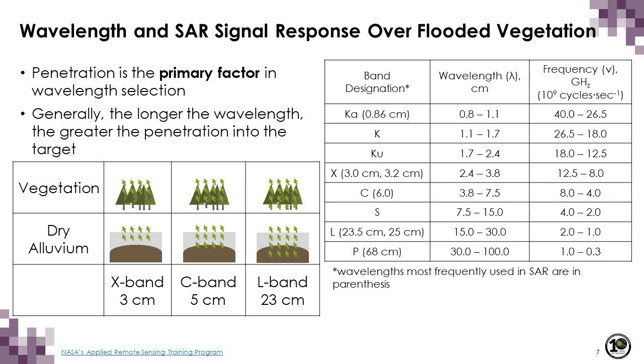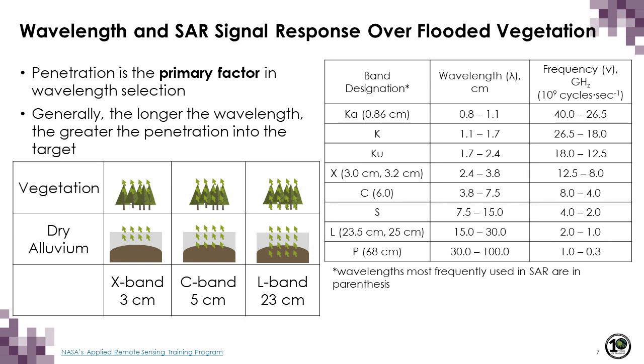The satellite parameters that influence the SAR signal response are wavelength, polarization, and incidence angle. And I'll start with wavelength. Generally, the longer the wavelength, the greater the capability of the SAR signal to penetrate through the vegetation canopy all the way to the surface.